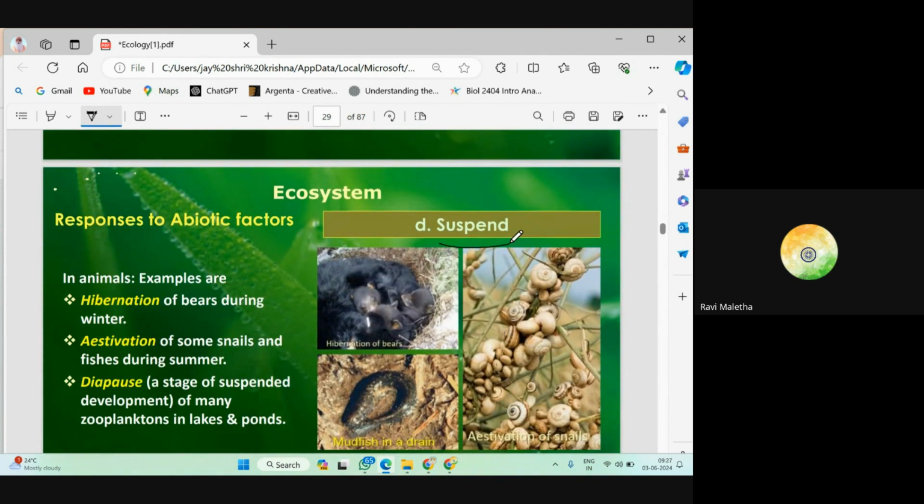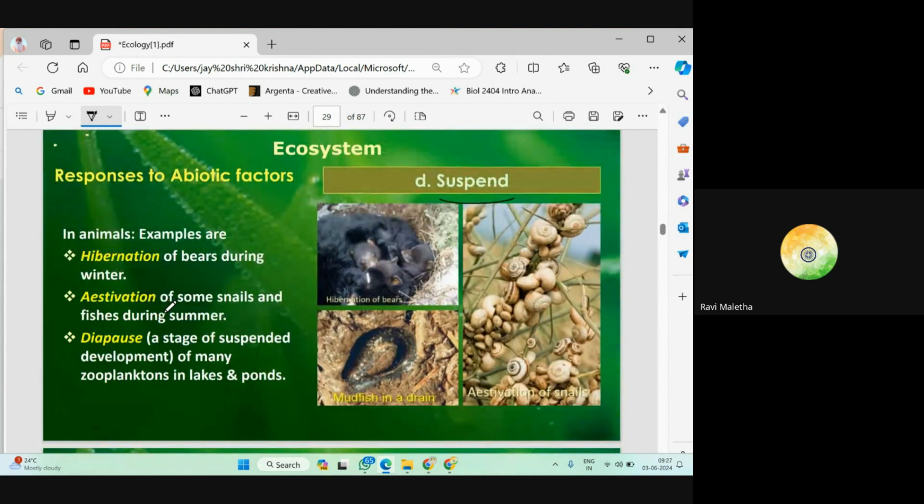Next is suspend. Suspend to avoid. So what is suspend? These animals are like, we can take the example of people who will not run from the situation, but will just wait for the situation to pass, and they will be in a dormant condition. So this is known as suspend.